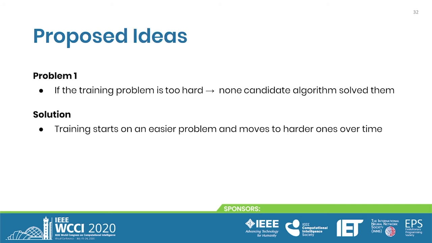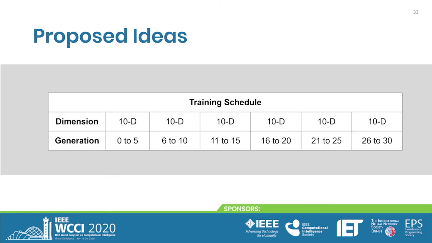Tackling the first problem, we propose a training schedule in which the training starts easy and gets harder over time. So, for example, in a traditional training, all the evaluations would be done on the sum function, same difficulty. And the difficulty of the problem here is represented by the dimension.